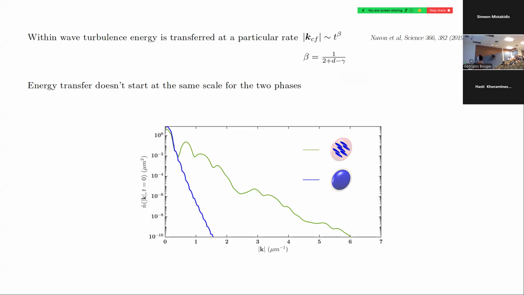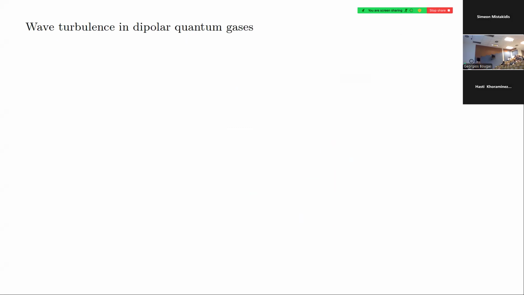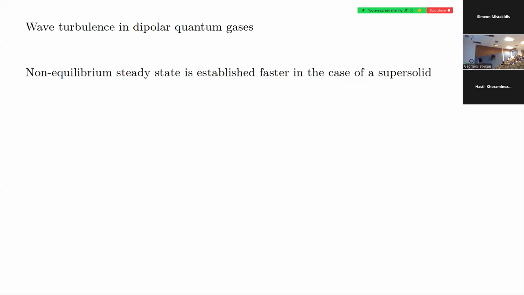Okay, so this brings me to my summary and conclusions. We have observed wave turbulence in dipolar quantum gases driven across the superfluid-supersolid transition. We have seen that the non-equilibrium steady state is established faster when we start from supersolid to superfluid. And there are many interesting perspectives one can look at. One is to investigate further the turbulent behavior of these driven dipolar gases.